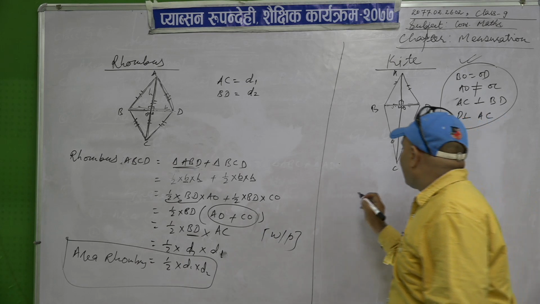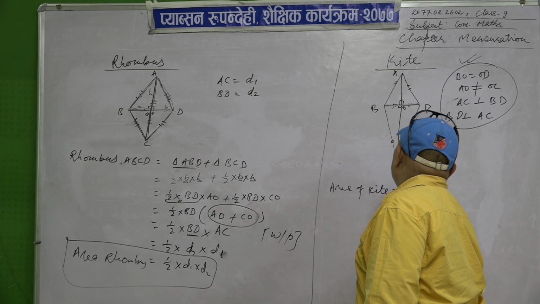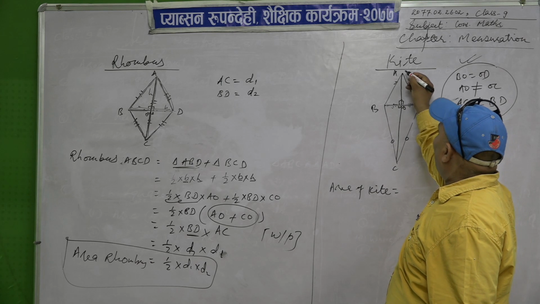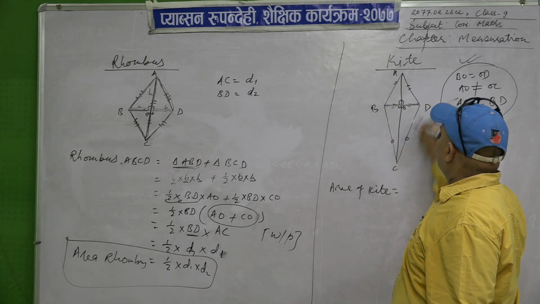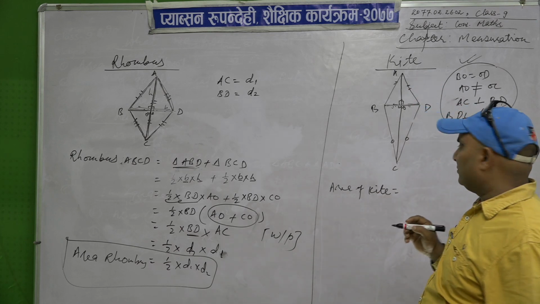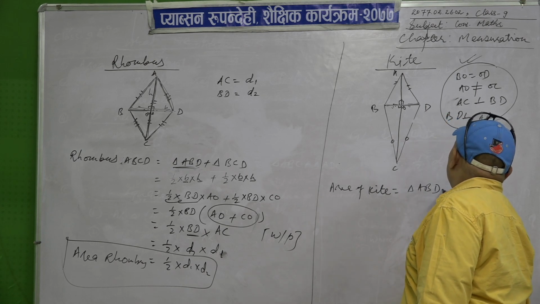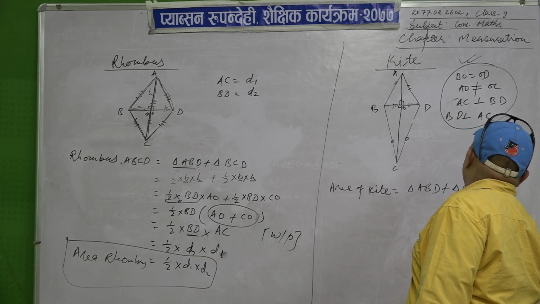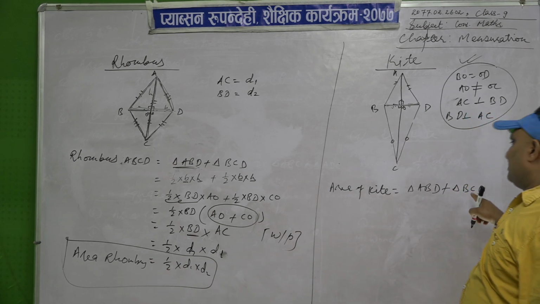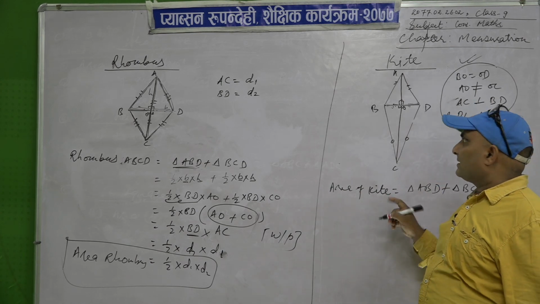Now we are going to find the area of the kite again. For the area of the kite, we can take either triangles ABD and BCD, or triangles ABC and ADC, whatever you like. I am taking triangle ABD plus triangle BCD. If we add these two areas of the triangles, we will get the area of kite ABCD.